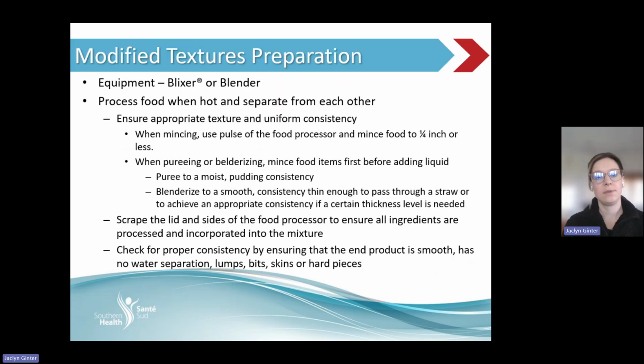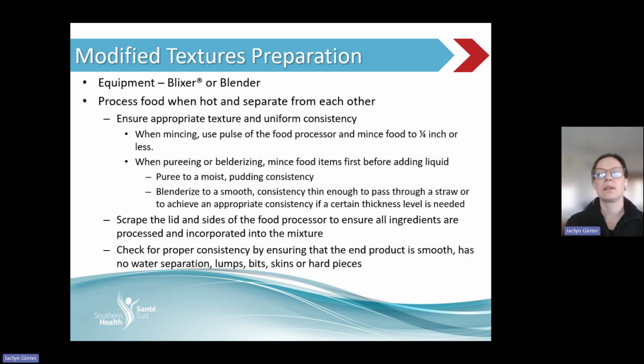When we're preparing thickened foods, you use a blixer or a blender. You process food when it's hot, and you want to separate the foods from each other. You don't want to be mixing all of your foods unless it is an already mixed dish, like maybe a casserole. You want to ensure appropriate texture and uniform consistency. When mincing, you pulse to mince the food into a 1/4 inch or less size. When pureeing, you want to mince food items first before adding liquid. Puree to a moist pudding consistency.